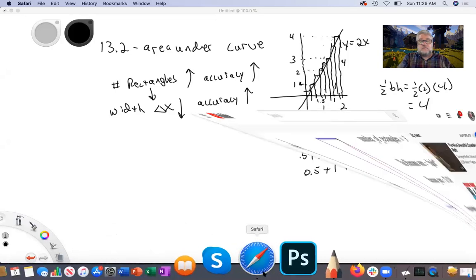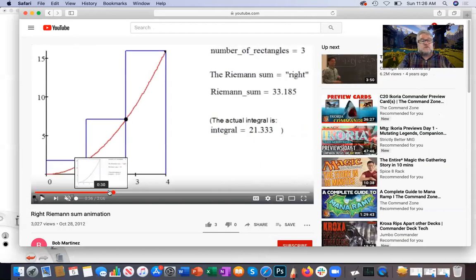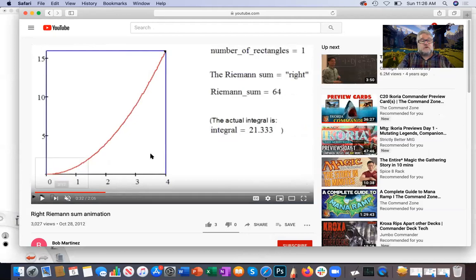Did I close it? No, I didn't. Okay, so if you watch this, somebody wrote a piece of software, and they have this curve, which looks like y equals x squared or something. And this shows the number of rectangles they're going to use to compute the area. And this is the area of all the rectangles. This is what the actual area should be. This is the correct number.